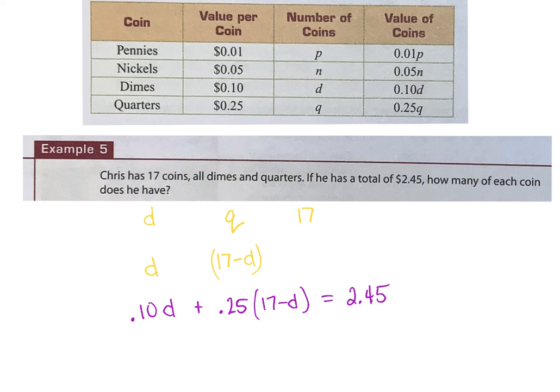245. What's the most number of decimals that I have? 2. How many places am I going to move everybody over? 2, 2, and 2. So I get 10, 25, and 245. So this is a way to easily solve this.